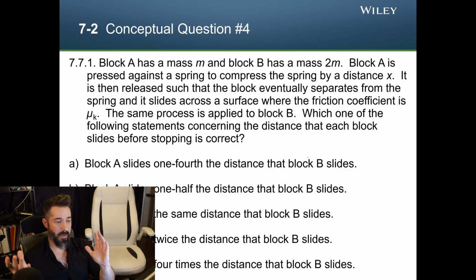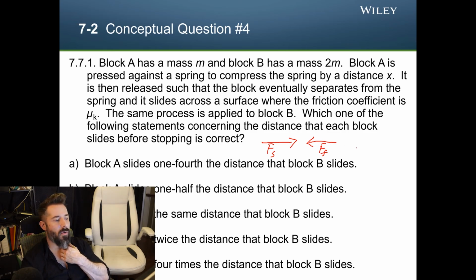And then you do the same thing with block B, which has twice the mass. So basically we're saying you have some spring force, we'll call it F sub s, acting in this direction. Remember that the frictional force always acts against the direction of motion. So you have some frictional force acting this way. So if you remember, the frictional force equals mu n.